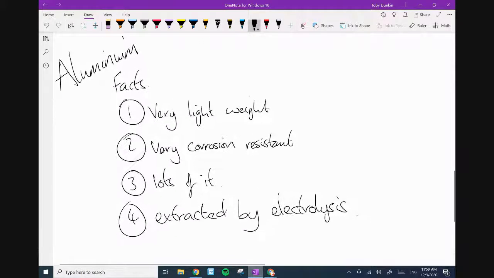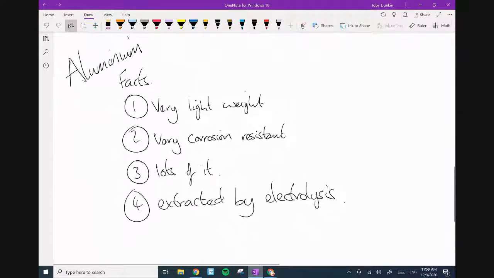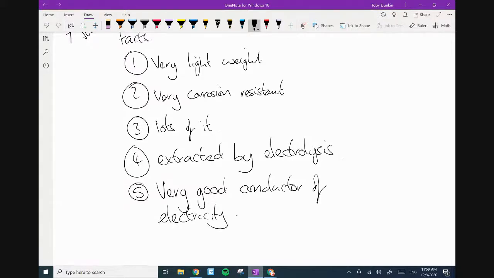You can watch my GCSE video for that one. But aluminium comes up a lot. Oh, there's also a fantastic conductor of electricity. A very good conductor of electricity. Now we're going to go into explaining that conductor of electricity.